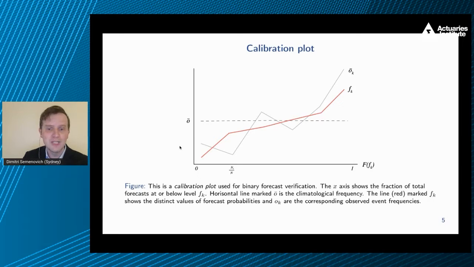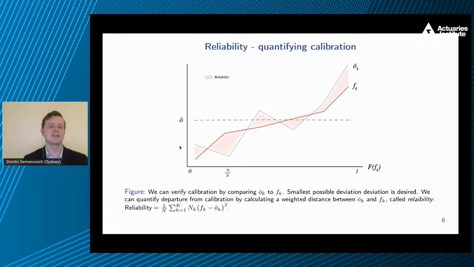So with this in mind, we can ask ourselves, how do we verify calibration? Well, it's quite straightforward to do on this plot. We just compare the forecast levels, which are FK, the red line, with the gray line, which is the average frequencies associated with each one of those forecast levels. And if they're sufficiently close, we have to define how close that is, we can say that forecaster is well calibrated.